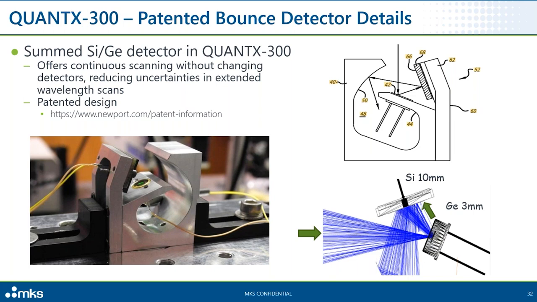As you can see here, the incoming light from those bounce detectors hits the germanium sample first. That element gets reflected off and captures the silicon energy portion of that before going into a beam dump to ensure all light is captured and no additional stray light is introduced into your test. This again is a patented design. These are included on the Quantex 300 and more information is on our Newport.com patent page.